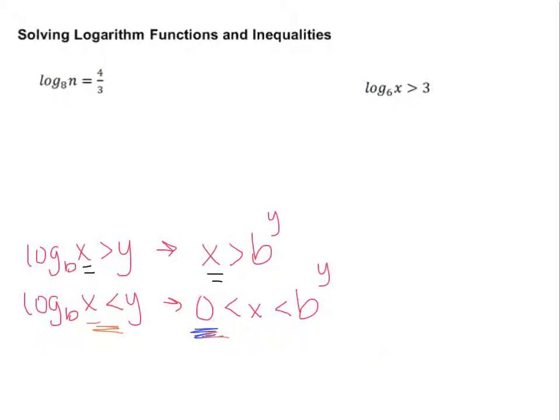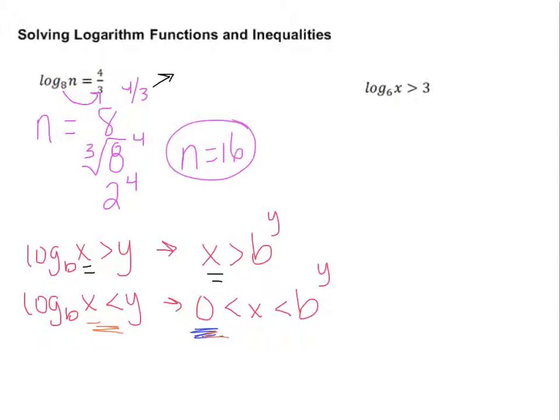So here we have log base 8 of n is equal to 4/3. So we know that this would be n is equal to 8 to the 4/3. Now if you recall our rational exponents, the number in the denominator is the root that we are taking. So this is the same as saying the cube root of 8 to the 4th. Well, the cube root of 8 is 2, so 2 to the 4th we know is 16, so n here equals 16.